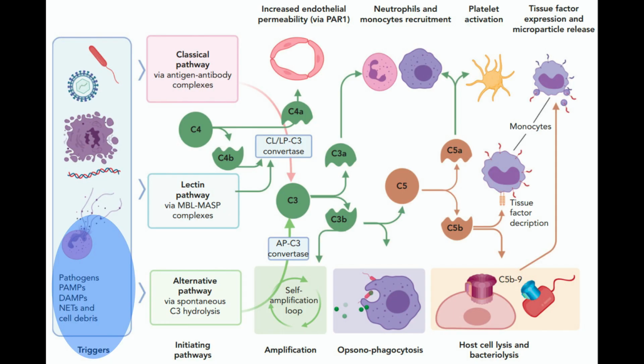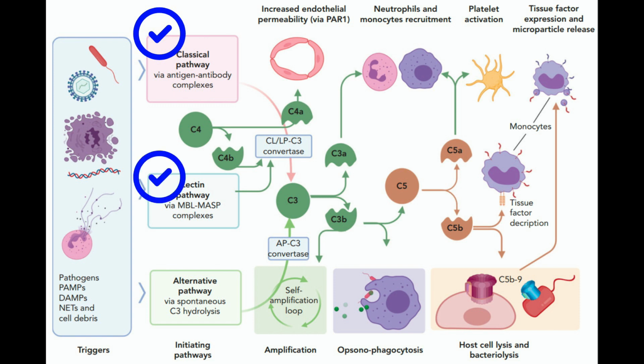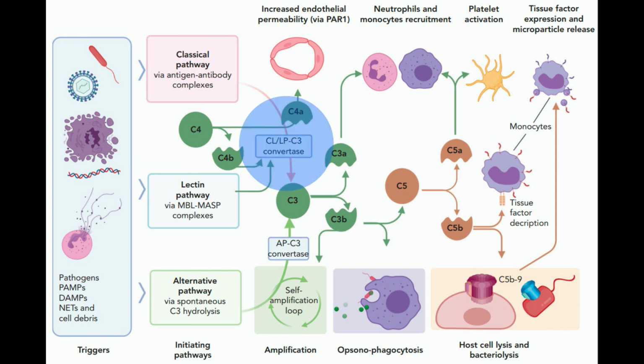Pathogens, PAMPs, NETs, cell debris, and DAMPs activate the complement cascade. There are 3 pathways for activation: classical, CP; lectin, LP; and alternative, AP. All pathways converge at the formation of C3 convertase. In CP and LP, C4 is cleaved into C4b, a convertase component, and C4a, an anaphylatoxin. C4a increases endothelial permeability via PAR1 and PAR4 signaling.